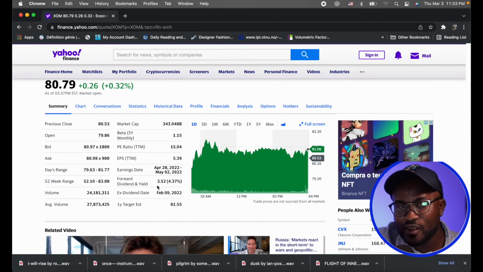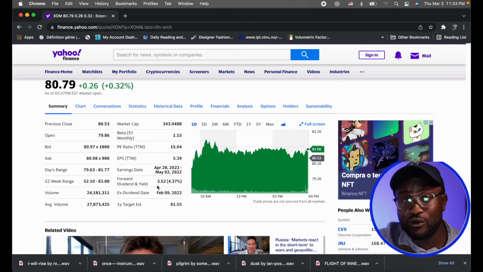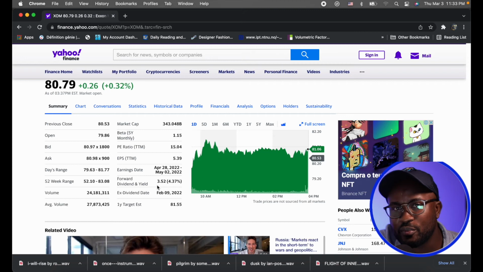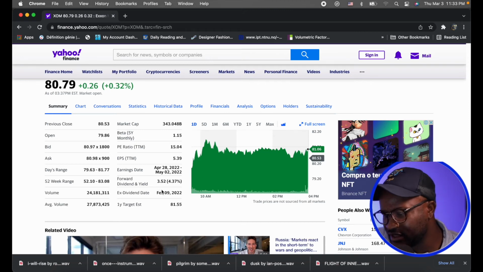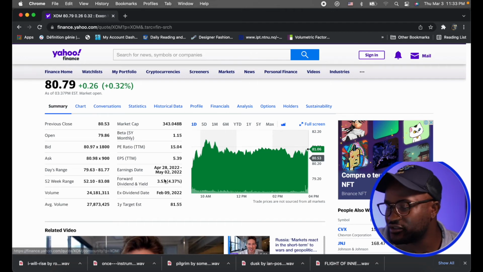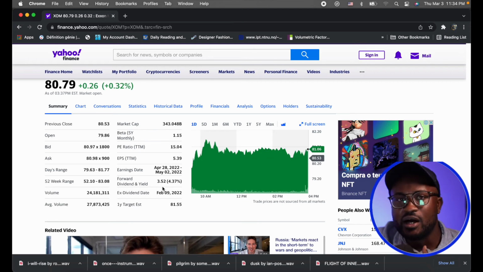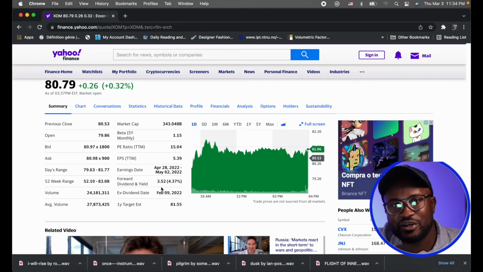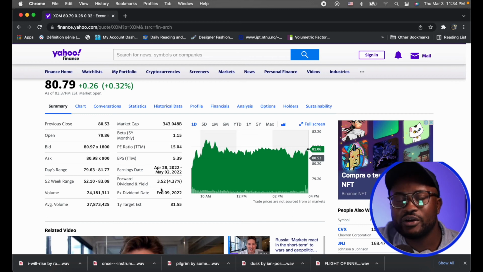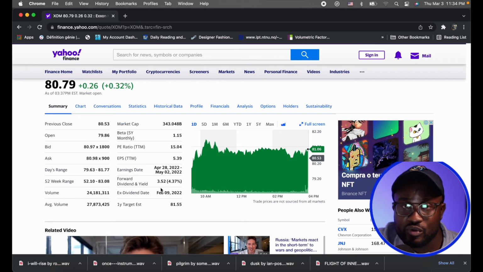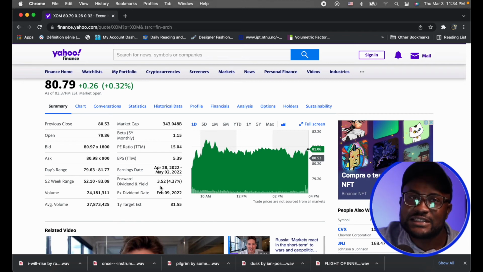Forward dividend and yield. So the dividend is what the company is going to pay you for being a shareholder of the company. I know that's awesome. Just remember, not all companies pay dividends. So in our case, it is $3.52 per year, and the yield is 4.37%. So if you multiply this percentage by 80.79, it will give you somewhere close to 3.52. Some companies pay dividends on a quarterly basis and others pay on a semiannual basis. So it depends on the company that you want to invest in. And again, remember, not all companies pay dividends.